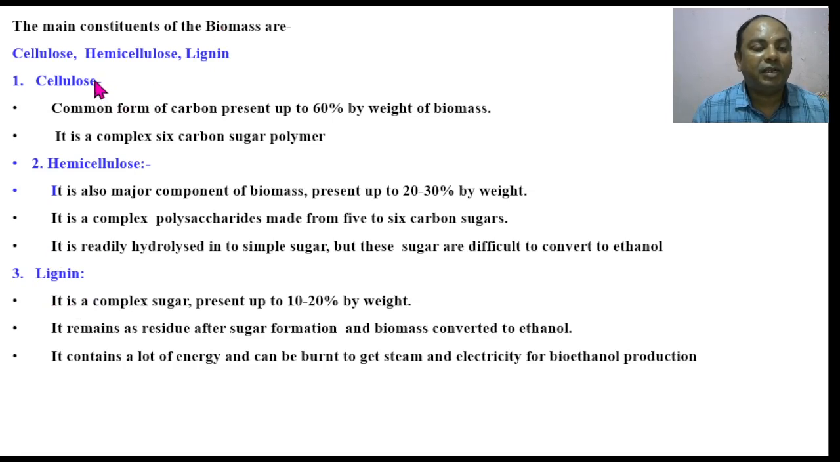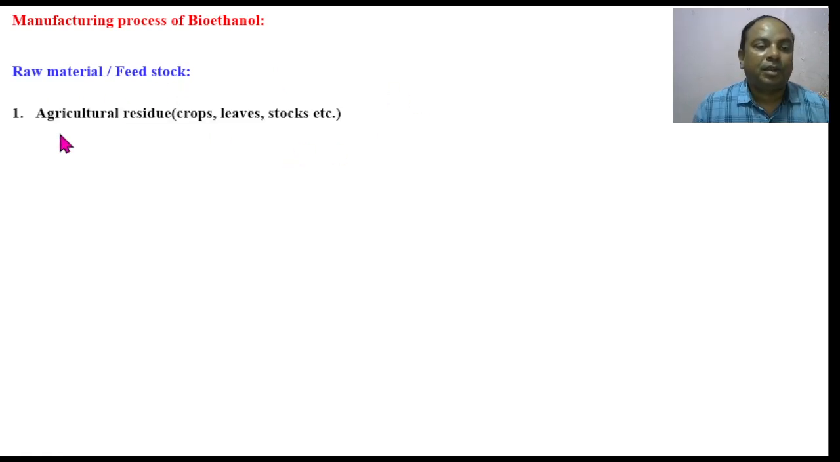So all these three constituents of biomass are useful: cellulose, hemicellulose, and lignin. Now we shall see the manufacturing process of bioethanol in detail. First of all, what raw material is required for the manufacturing process of bioethanol? Raw material or feedstock. The first raw material is agricultural residue, which can be crops, leaves, or stalks. Forestry waste, that is dead trees, branches.